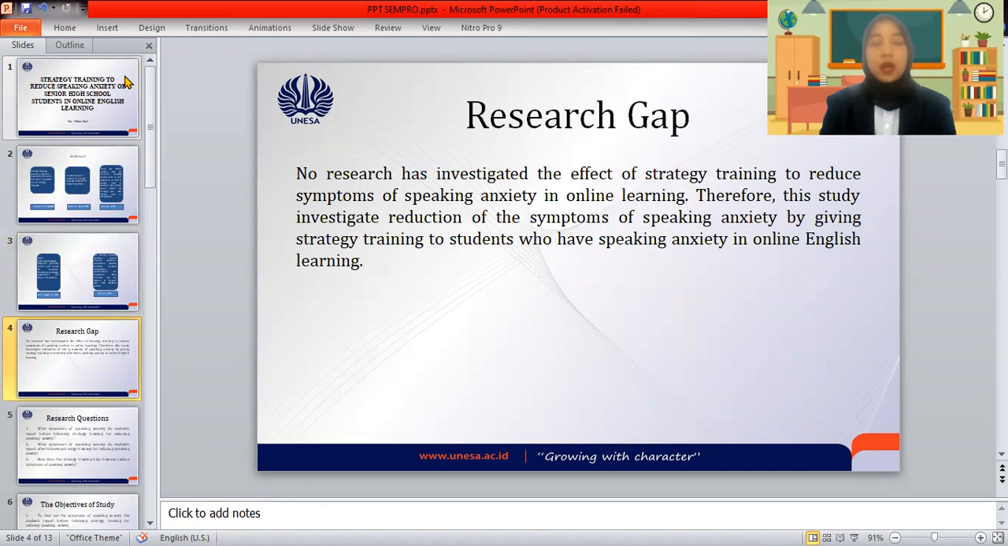The research gap of this study is no research has investigated the effect of strategy training to reduce symptoms of speaking anxiety in online learning. Therefore, the study investigates reduction of the symptoms of speaking anxiety by giving strategy training to students who have speaking anxiety in online English learning.